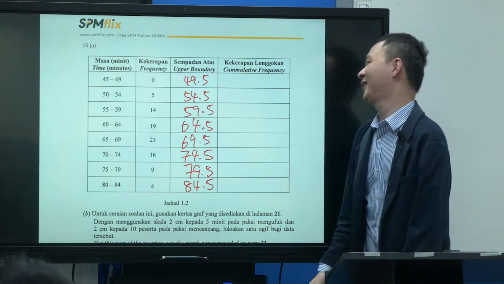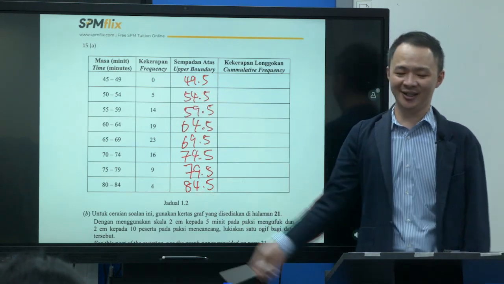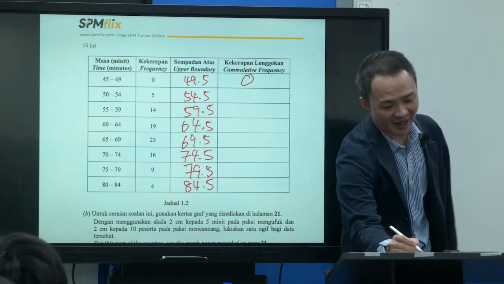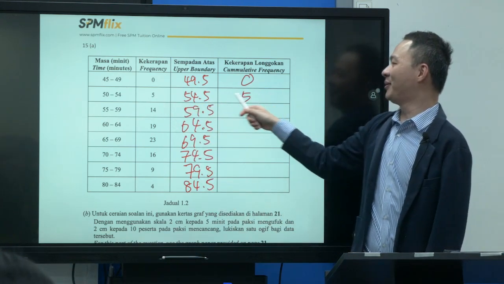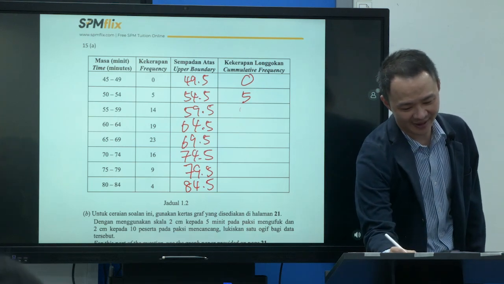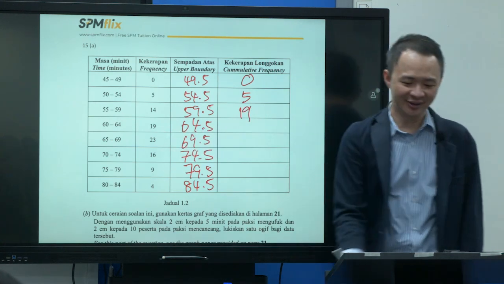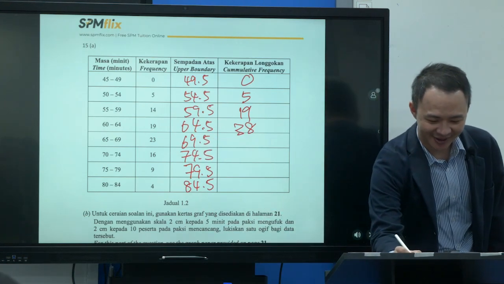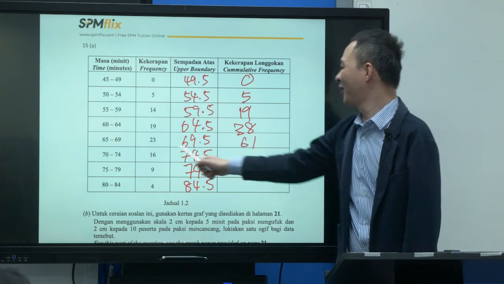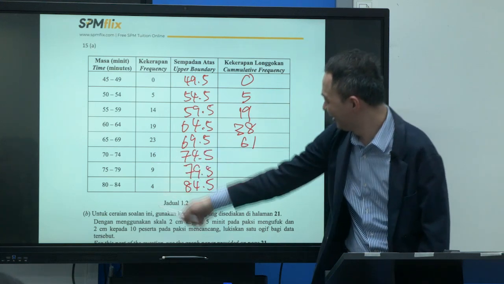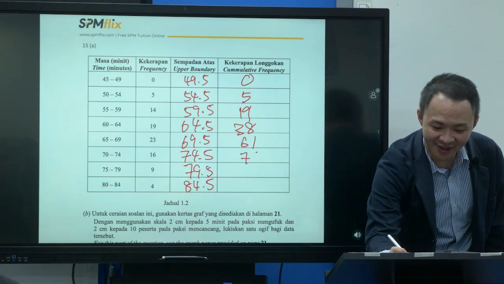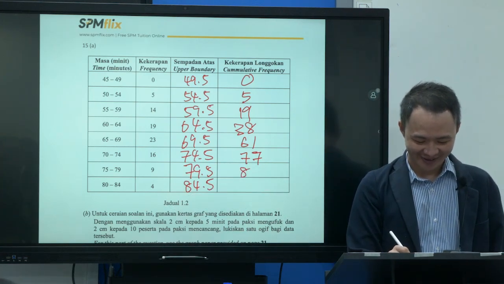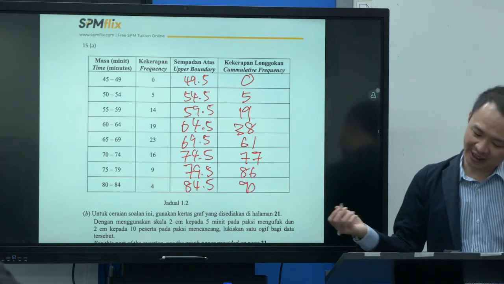Cumulative frequency, tambah lah. Ini, tambah ini. The first one is 0. Next one is this number plus this one, 5. This number plus this one, 19. 19 plus this one, 38. 38 plus 23, 61, plus this one, 77, sorry. This one plus this one. So do you get 90? Yes, nice.